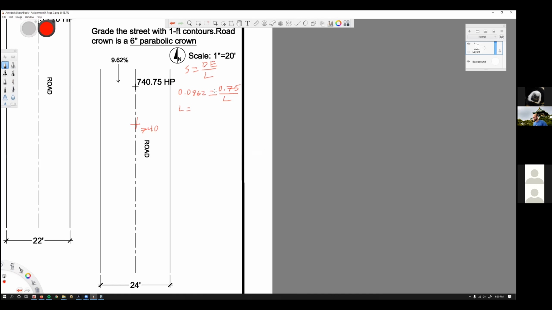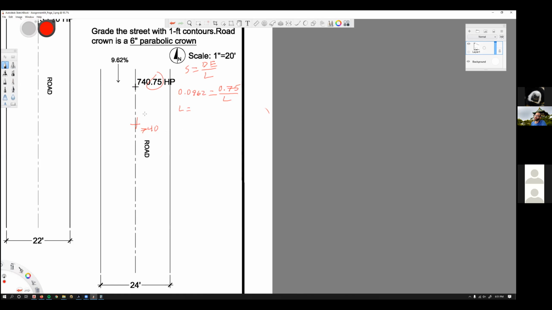Where does the 0.75 come from? That is the difference in elevation between this point and the nearest contour which we want to use, because we can't start drawing our contour at 740.75. We want to go to 740. So our difference in elevation between those two points is that 0.75.